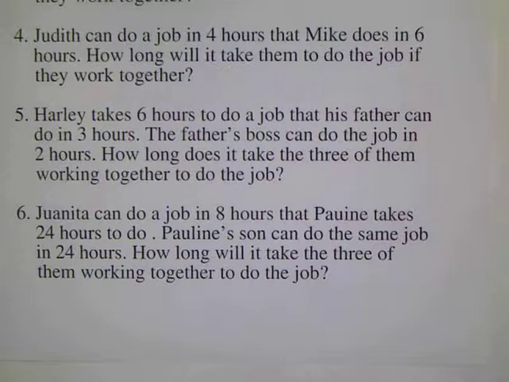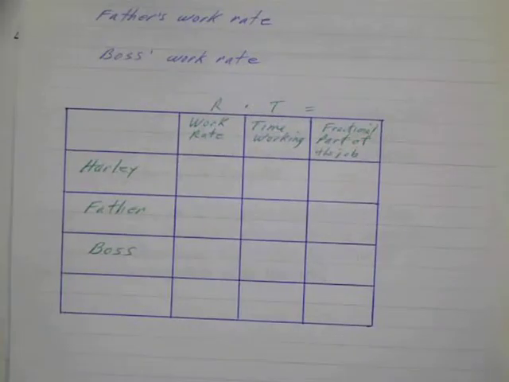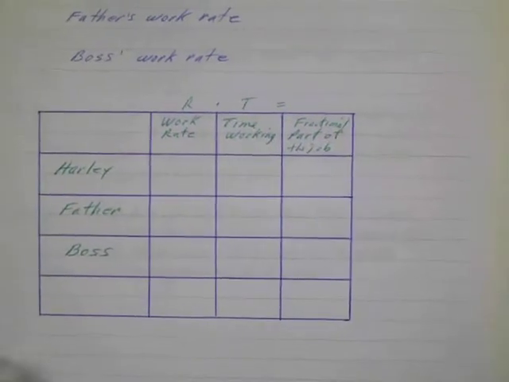Remember number 4, we had 2 people working. Now we have 3 people, but it's the same idea. So what we're going to do is we'll set up our table, and we'll try to find out their work rates.